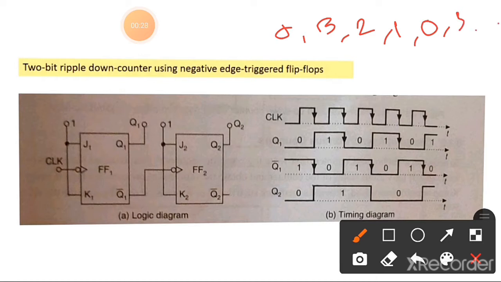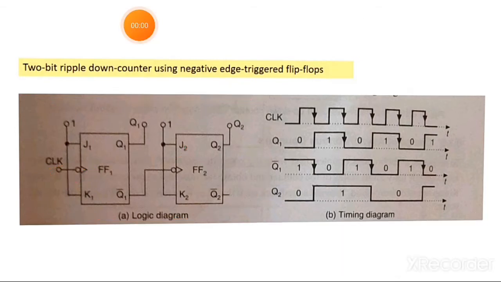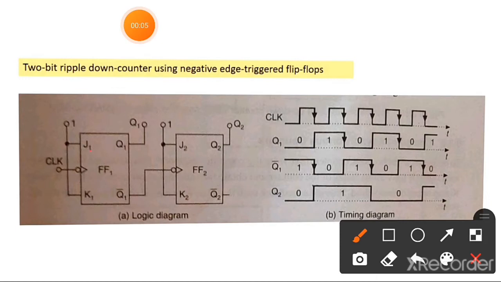That is, 0 is 0 0, 3 represents 1 1, 2 represents 1 0, 1 represents 0 1, again 0 represents 0 0, 3 represents 1 1, etc. So this is a 2-bit ripple down counter, and here we are using negative edge triggered JK flip-flops, and the corresponding timing diagram is represented here.